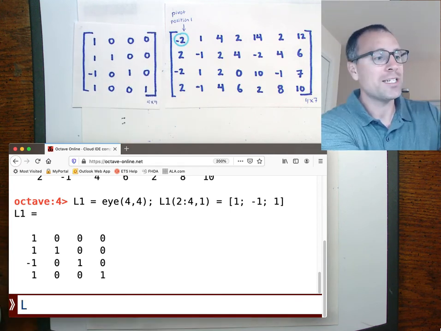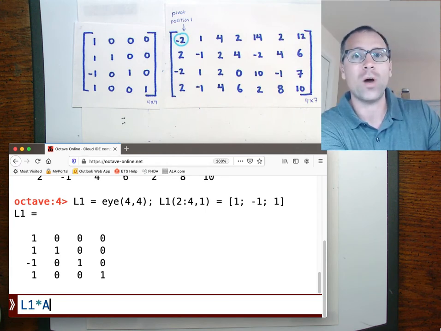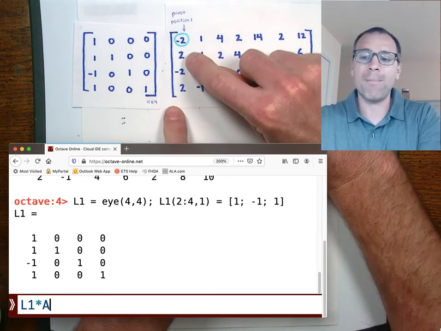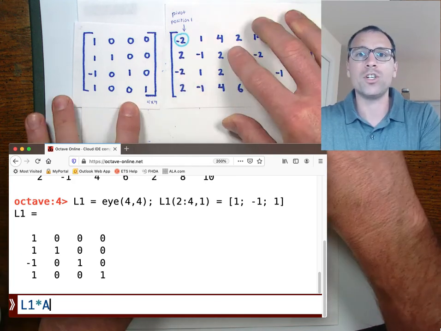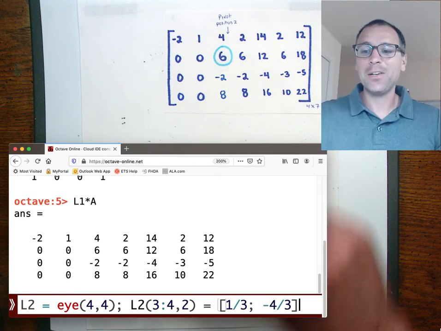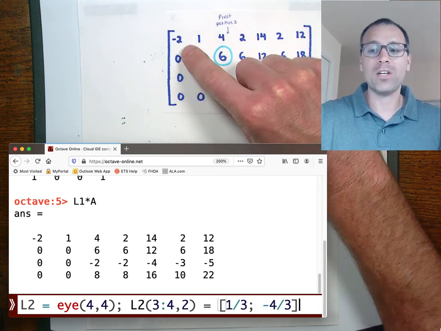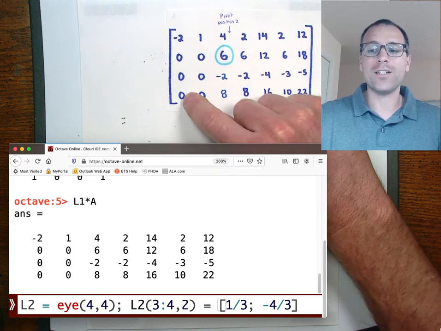Next thing I can do is actually execute that multiplication, L1 times A. Let's go ahead and look. I claim all of these subdiagonal elements should go to 0. Ding, ding, ding, ding, ding. We got it. The subdiagonal elements in column 1, or pivot column 1, indeed went to 0.